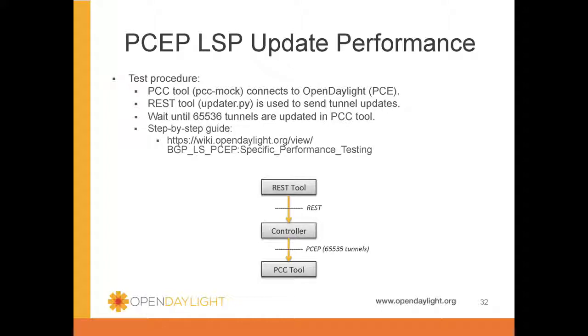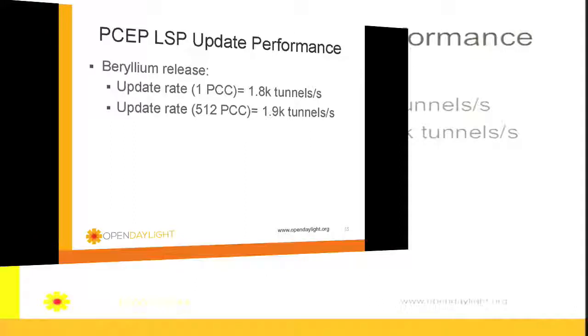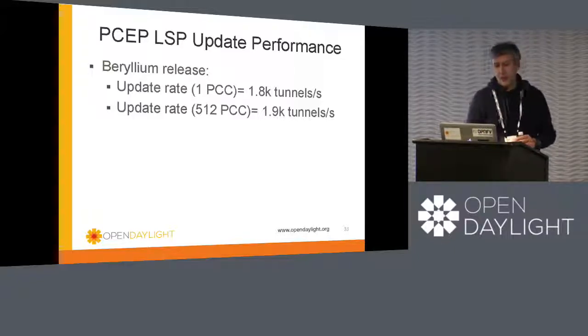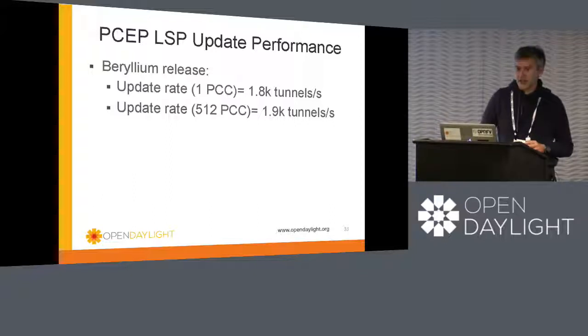There is an update performance. I mean, the controller can be used to update your tunnel information. So in this case, we are using the same tool, PCC mock, connected to the OpenDaylight. And now we use a REST tool called updater to send the tunnel updates. Okay? We wait until the 65,000 tunnels are updated in the PCC tool, and then there is the next. And this is the result. So for Beryllium, we have an update rate for one client of 1.8K tunnels per second. And if we want to update in a 512 client network, we get 1.9K tunnels per second.